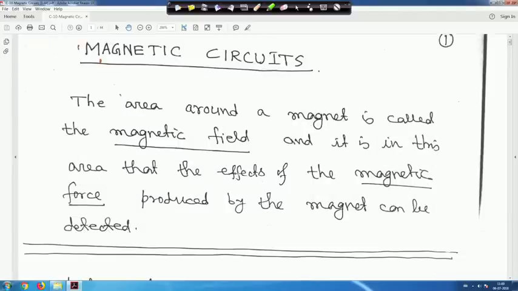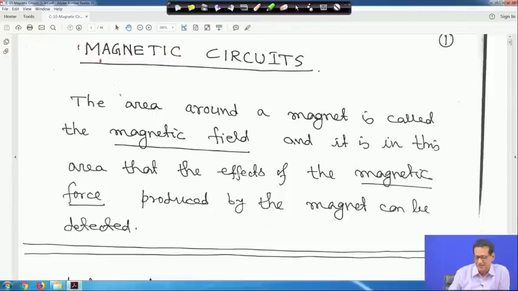Actually, the area around a magnet is called the magnetic field, right? That you know, and it is in this area that the effect of the magnetic force produced by the magnet can be detected, right?